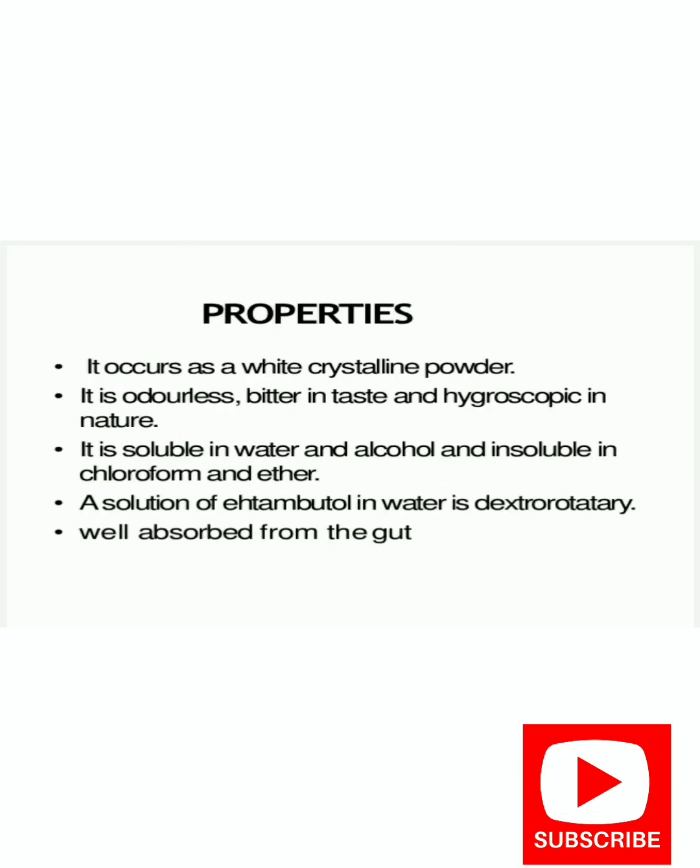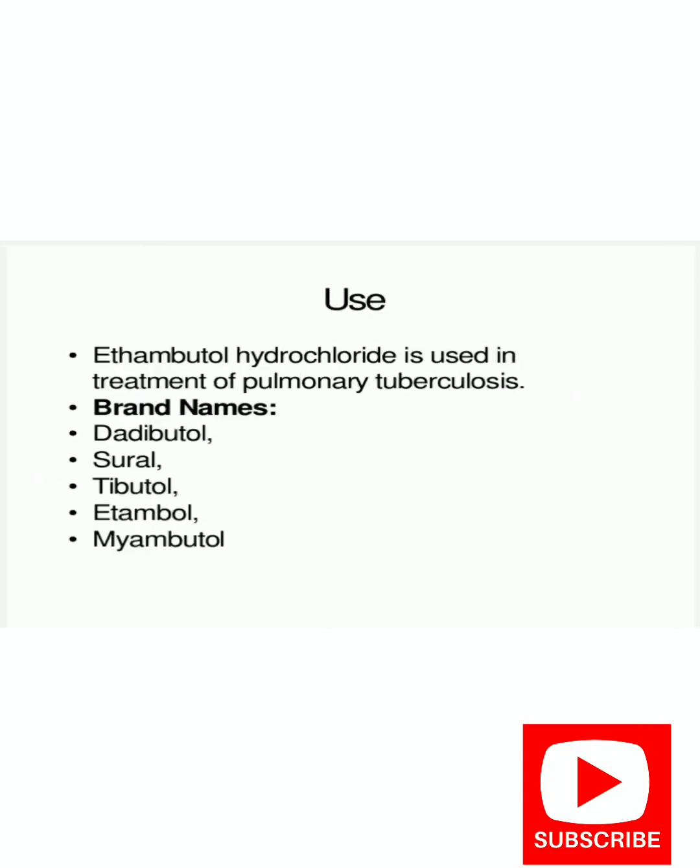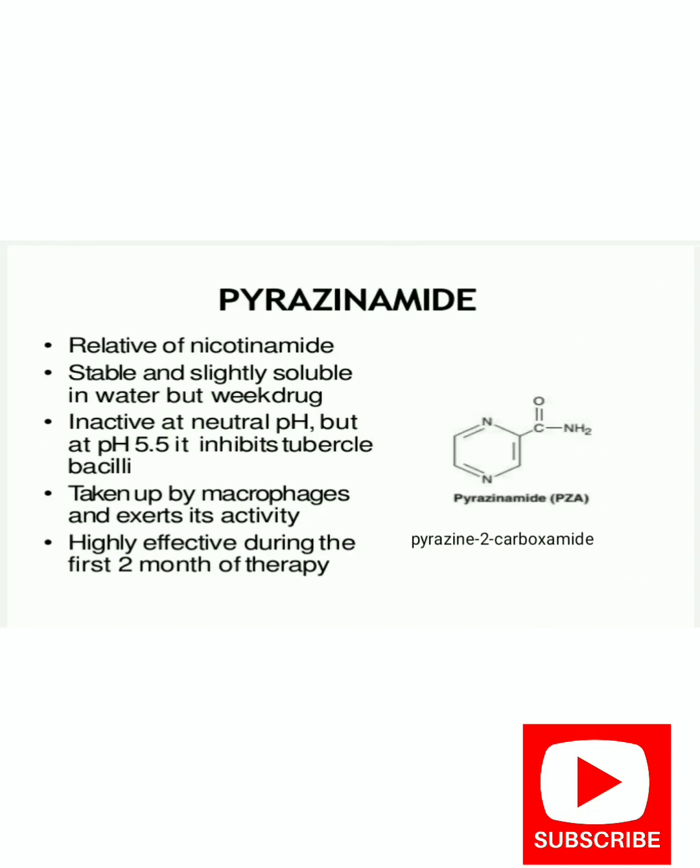Properties: it occurs as a white crystalline powder. It is odorless, bitter in taste, and hygroscopic in nature. It is soluble in water and alcohol and insoluble in chloroform and ether. It is dextrorotatory. Ethambutol is used in the treatment of pulmonary tuberculosis. The other brand names are here.